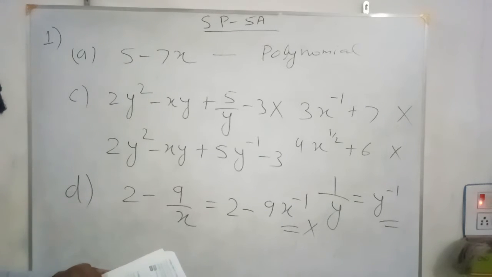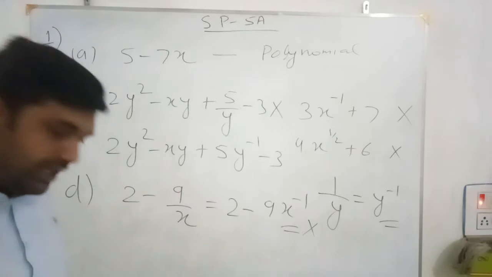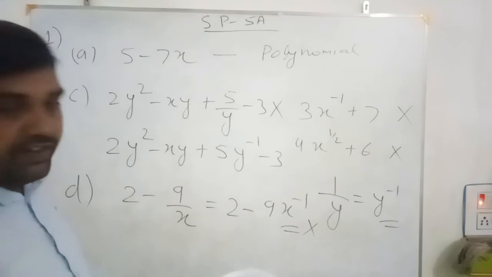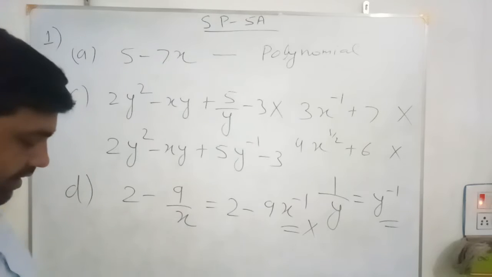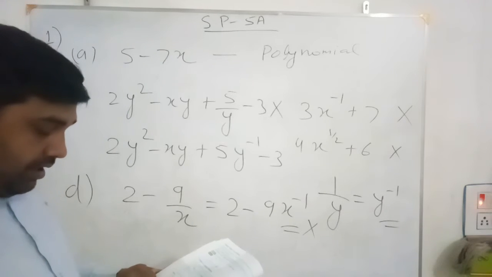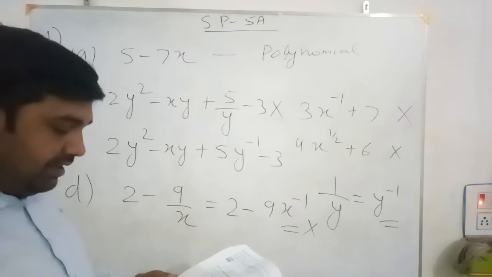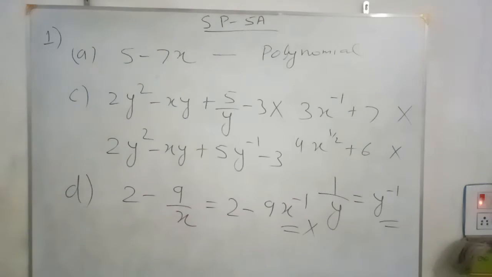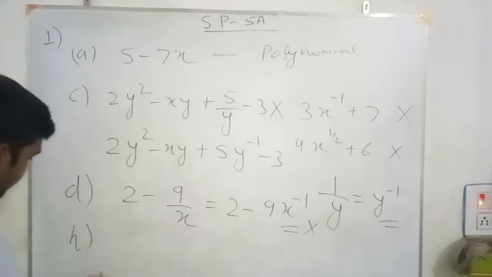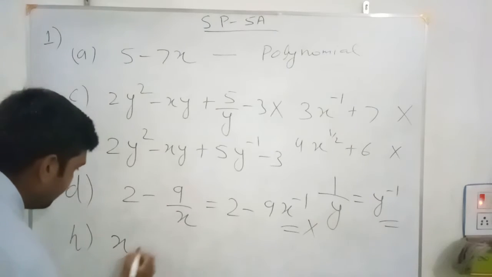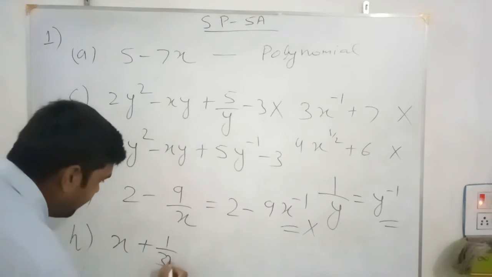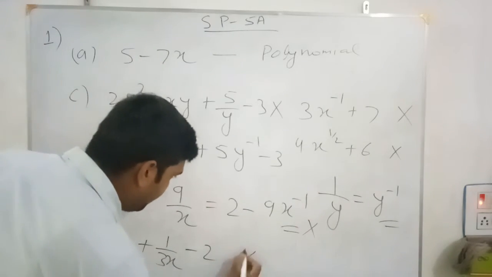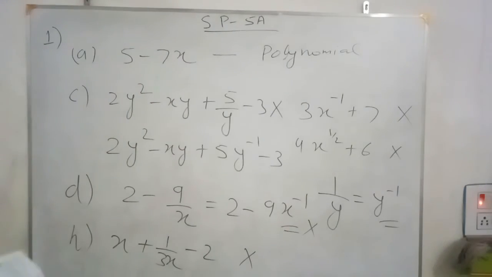Next, E is the polynomial 8 minus 3x plus 4x square minus 6x cube. This is a polynomial. F, 19, is also a polynomial. G, 17z, is also a polynomial. H, x plus 1 by 3x minus 2, is not a polynomial, because of the term 1 by 3x. H is also not a polynomial.